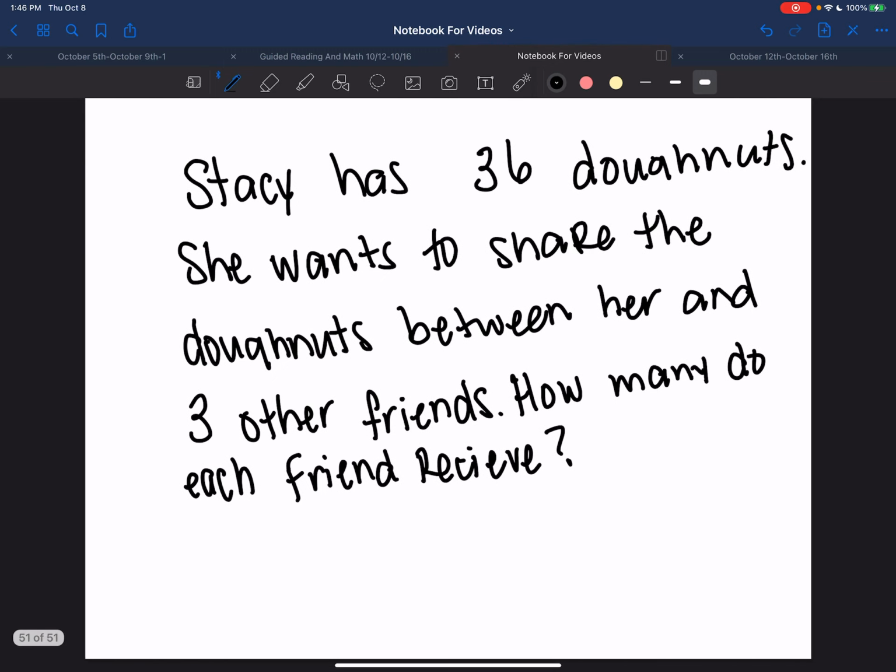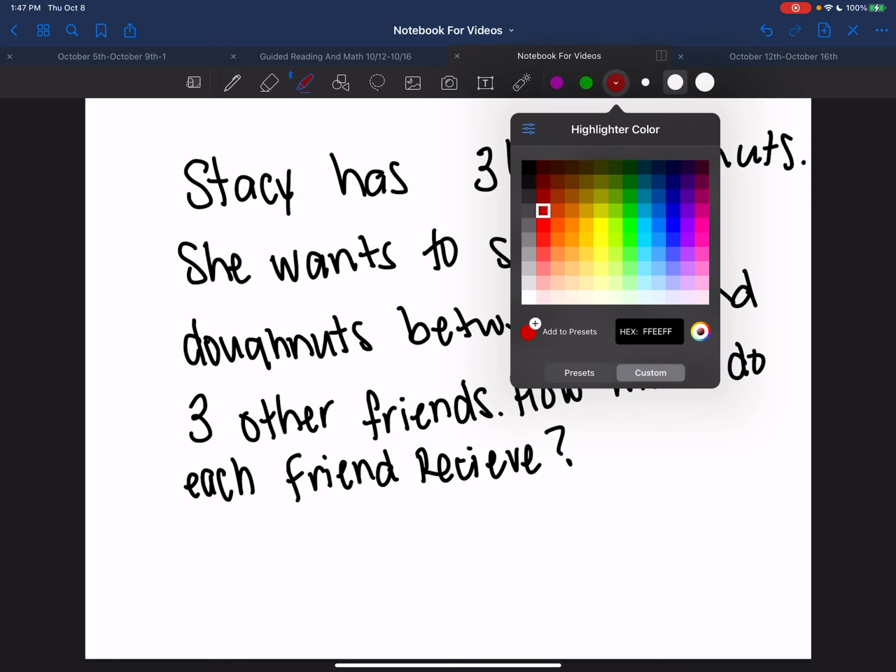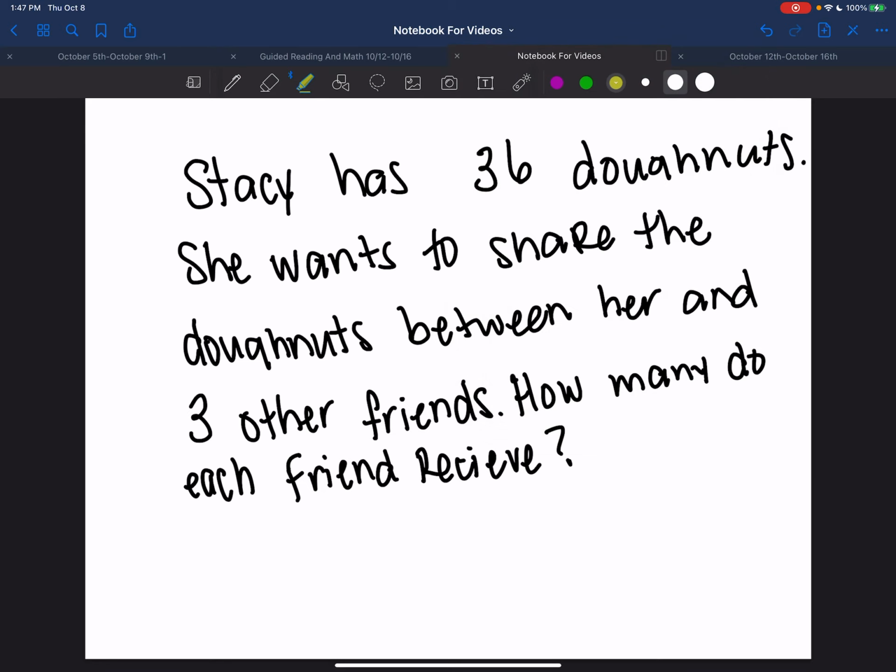Let's look at this next problem. We're going to read the problem the first time just to understand and listen to what we're reading. Then we're going to read it a second time to be sure we're getting that information that the problem wants us to get. So our first read, Stacy has 36 donuts. She wants to share the donuts between her and 3 other friends. How many does each friend receive?